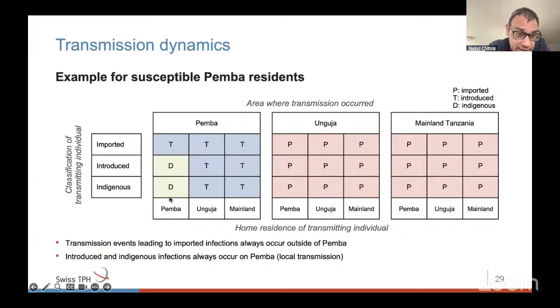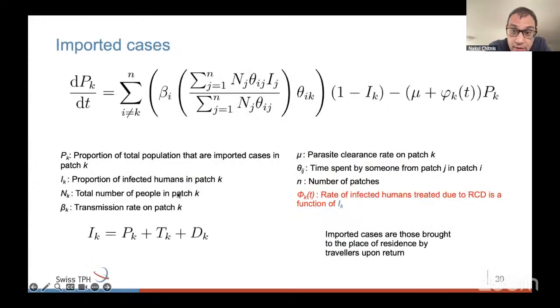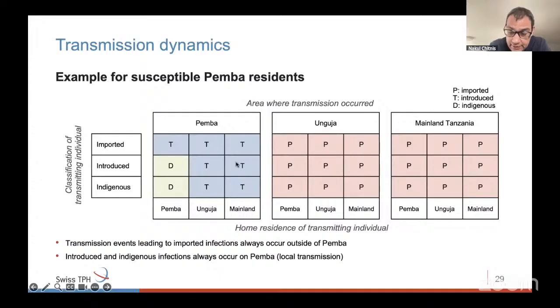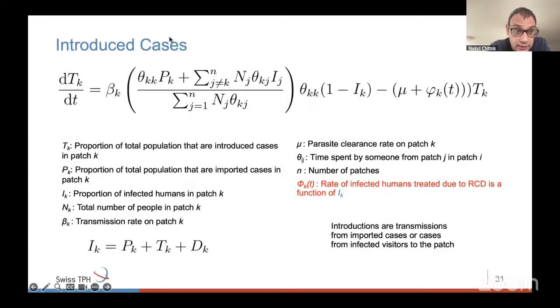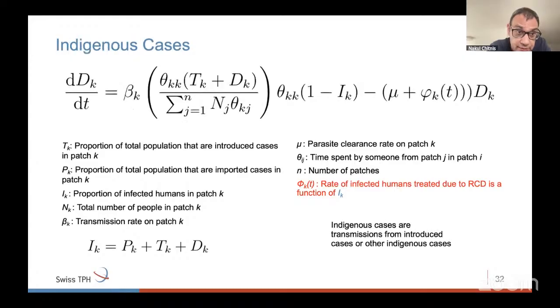And if they're infected by either introduced or indigenous cases on Pemba, there would be indigenous cases. And all these tables we can write into the equations here. So this is the equation for the imported case, where for each of the islands, they're getting infected outside the island. This is for introduced cases, where they're either infected by visitors to the island or by imported cases of their home patch, or indigenous cases, where they're either introduced or indigenous cases of residents on their same island where they get infected on that island.